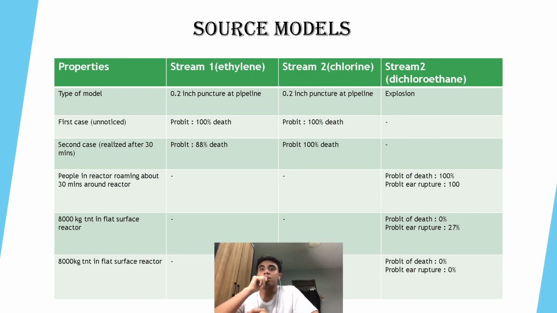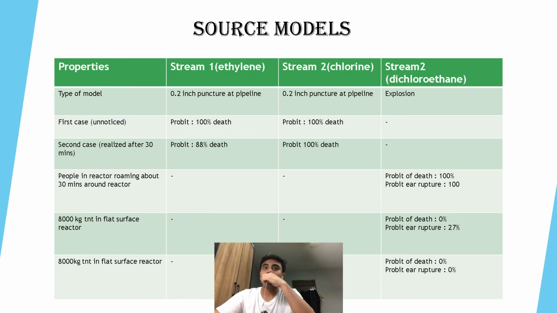For the second study model, the same three situations have been introduced. The first one is when the puncture is unnoticed. The second one is when the puncture is noticed after 30 minutes. And the last one is when the puncture is noticed after 10 minutes. All these three situations will have 100% of probit, which means all 20 people will die.